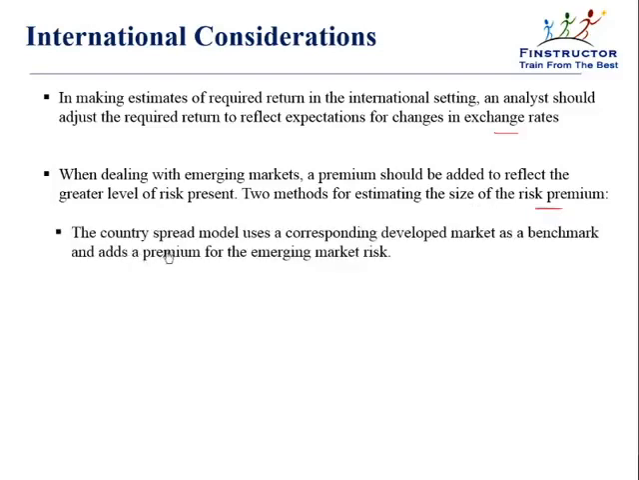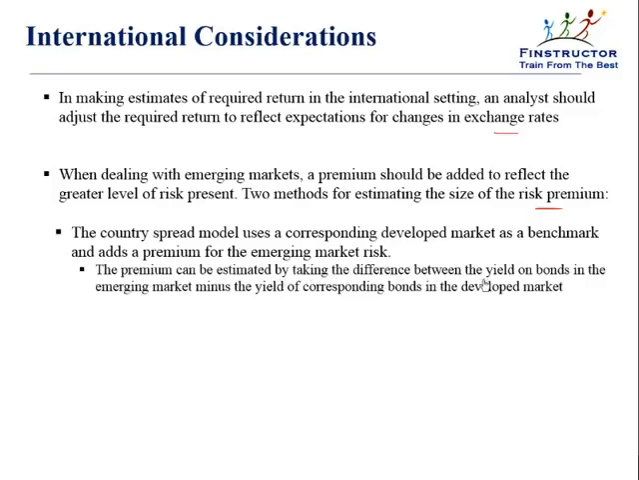The first model, we got a hint of this at level 1, was the country spread model, wherein we used a developed market and computed the required return from the developed market, and then added a premium for the emerging market risk. And that premium was calculated by taking the difference of the yields on the dollar denominated bonds of the developing market, minus the yields of the bonds in the developed market. We remember we did the country risk premium is what we added. So this is the first model.